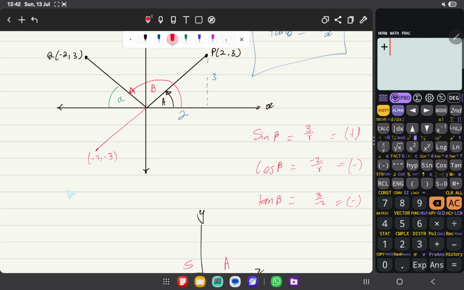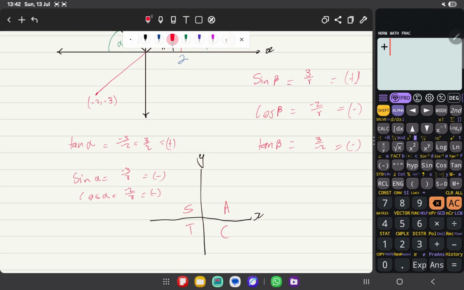If we do it like that, you would see you have tangent is going to be, say that forms an angle called alpha. Tan alpha will be minus 3 over minus 2, which is 3 over 2, which is positive. Then the rest, when you talk about sine, it is y, so minus 3 over r, which is negative, and then cos alpha is minus 2 over r, which is negative. So this is it in short.